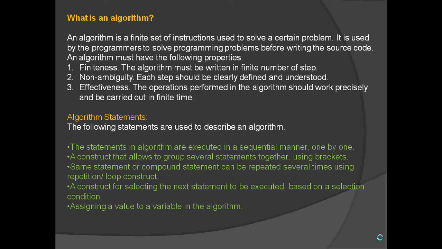So an algorithm must have the following properties: finiteness. The algorithm must be written in a finite number of steps. That is number one. Number two is non-ambiguity. Each step should be clearly defined and understood. Number three is effectiveness. The operations performed in the algorithm should work precisely and be carried out in finite time.